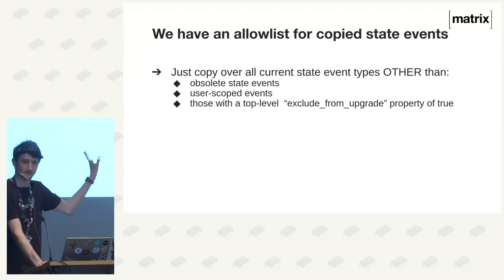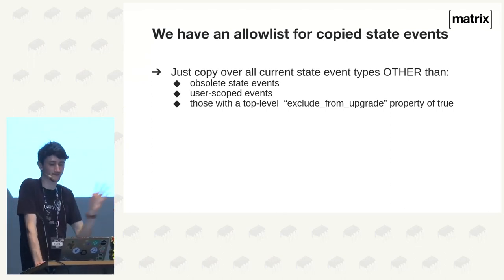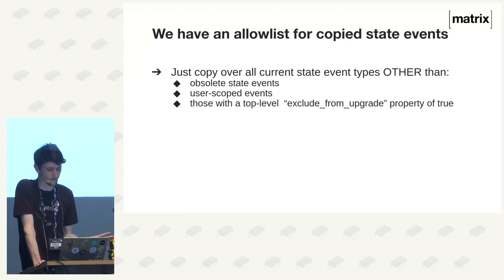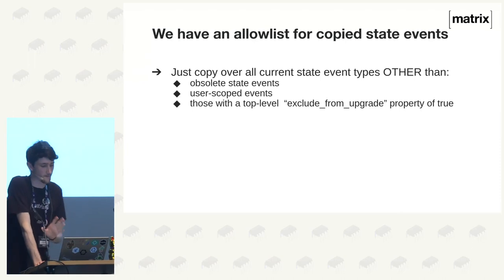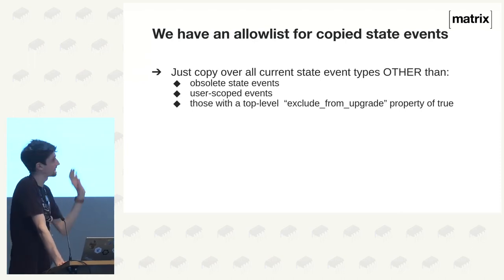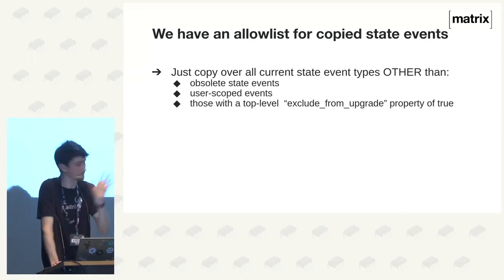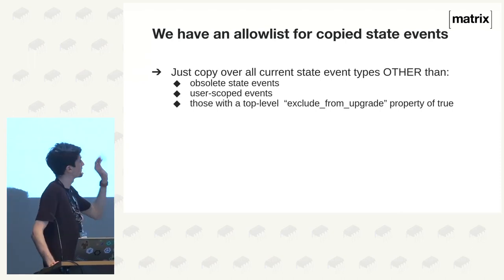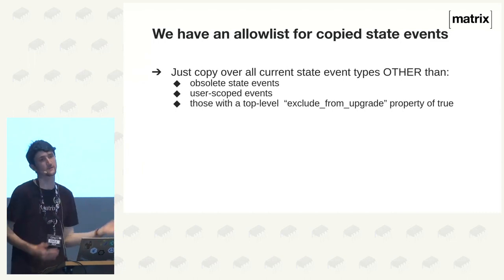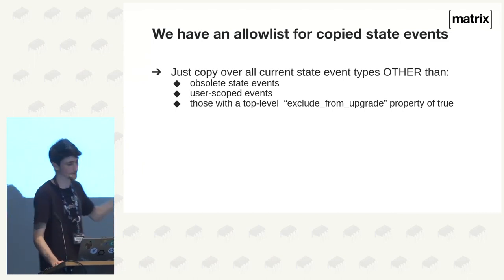So instead of this allow list, let's just copy everything that's not marked as obsolete. That's using our new definition. That's great. And everything else that's not obsolete can be copied over. There are a couple exceptions, though. If you don't want to copy some arbitrary state, you can put in a new field called exclude from upgrade. Someone will probably want to use that.